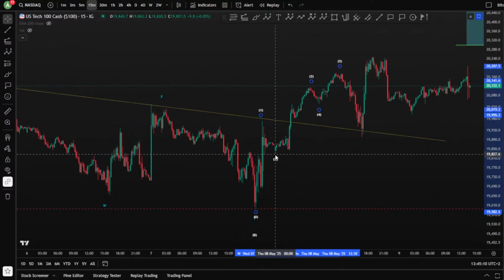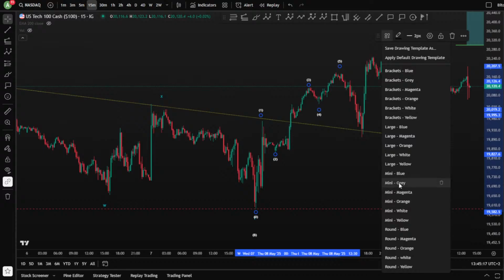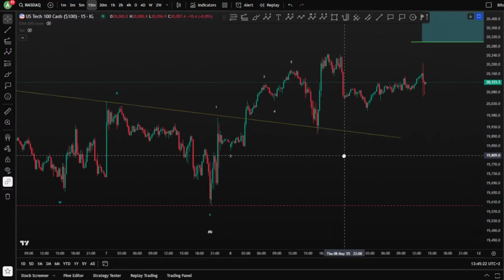This is a 2 here. 1, 2, 3, 4, 5 for a wave 3, 4, and a 5 toward the upside. Okay, so basically we are good in the micro as well. We're looking at a deep correction here.